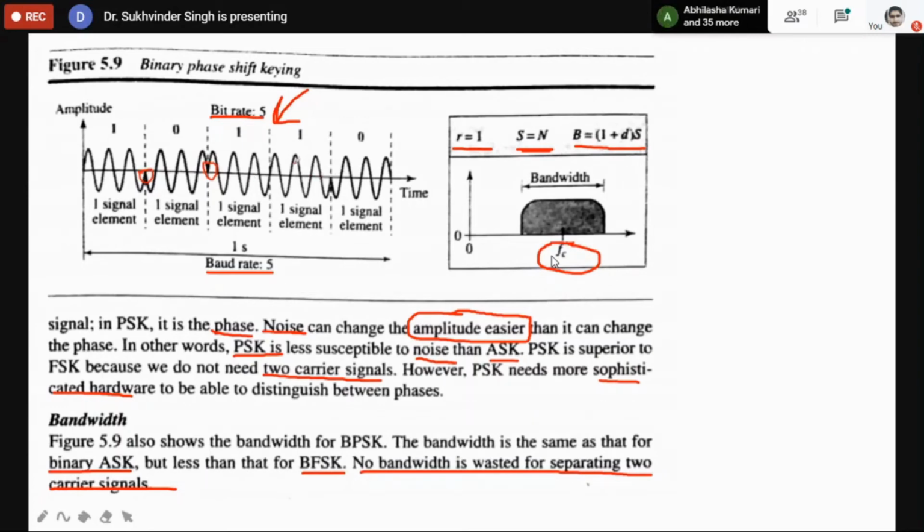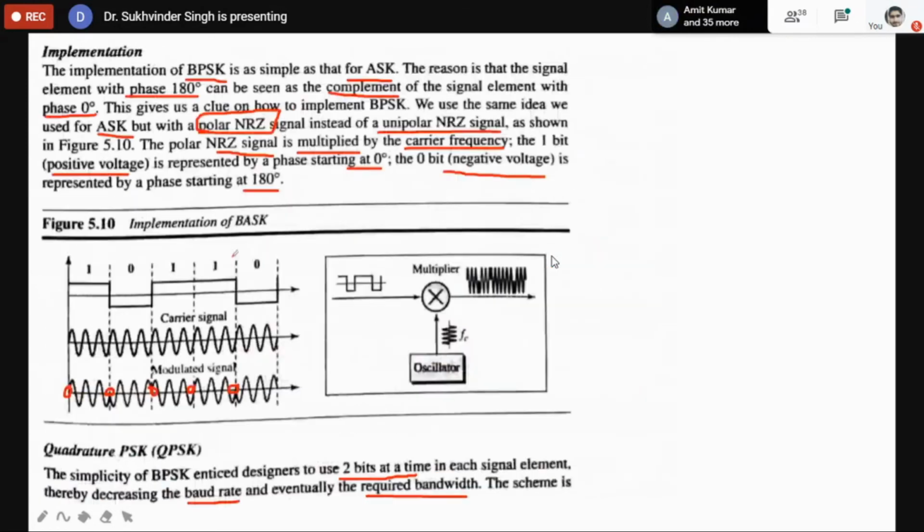There is no phase change when we have another 1, and there is again a phase change when we get a 0. So it is very clear from this diagram how a bit stream of 10110 of unipolar NRZ is represented by phase shift keying, and there is constant frequency and amplitude. That's why the bandwidth is equal to (1 plus d) into S, and the twice delta f function is 0 for phase shift keying. Now how to implement this?